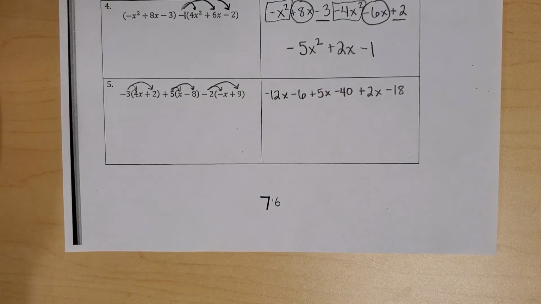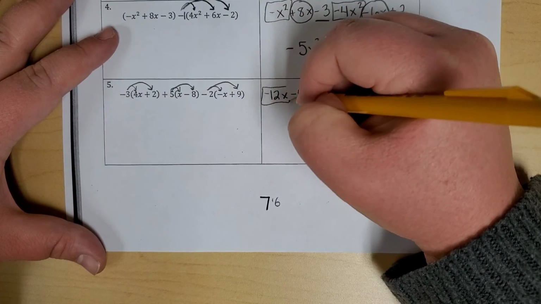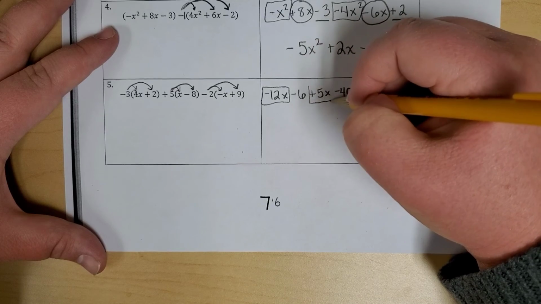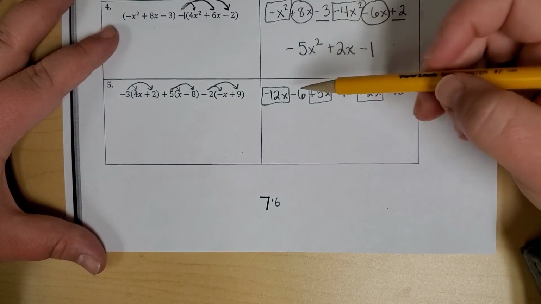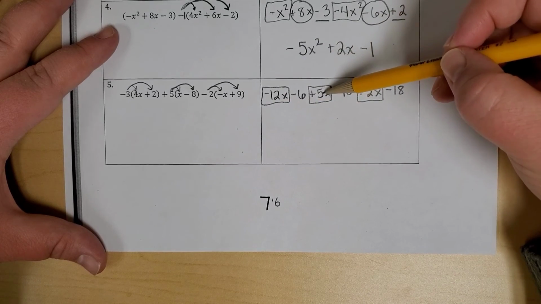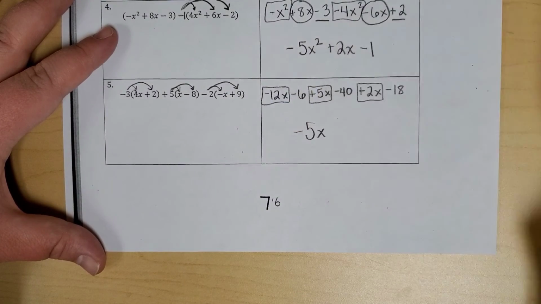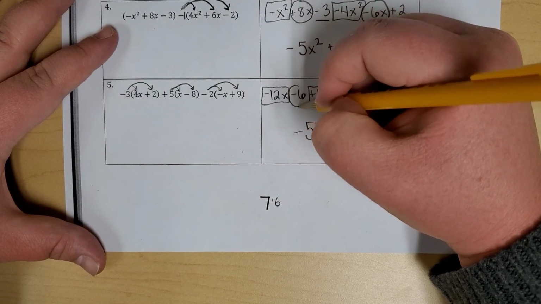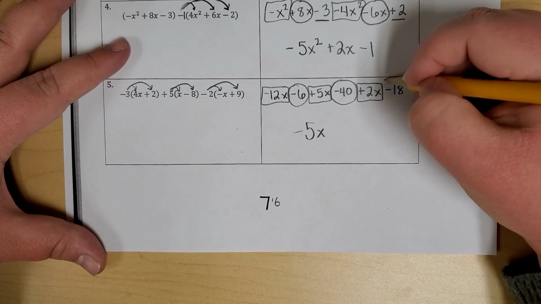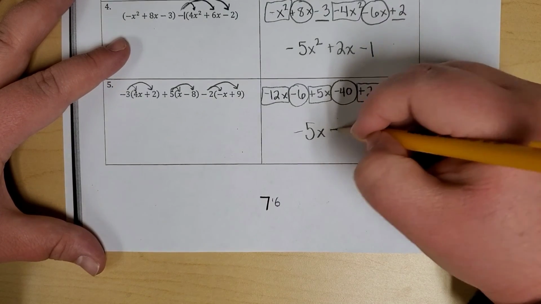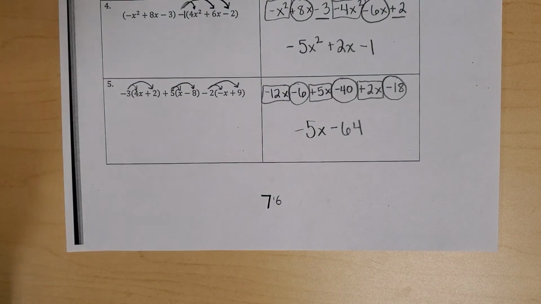The biggest exponent I see is 1 this time, so I'm going to combine all of the ones that have an x to the first power, and there are a few of them this time. So I have negative 12x plus 5x plus 2x, which gives me negative 5x. And then all of these are constants. I'm going to combine them all together. So negative 6 minus 40 minus 18 is negative 64. And that's it. That is how you add and subtract polynomials.